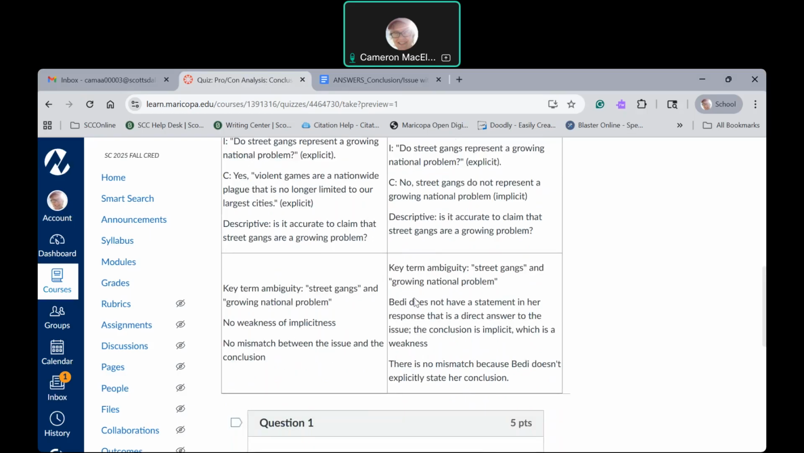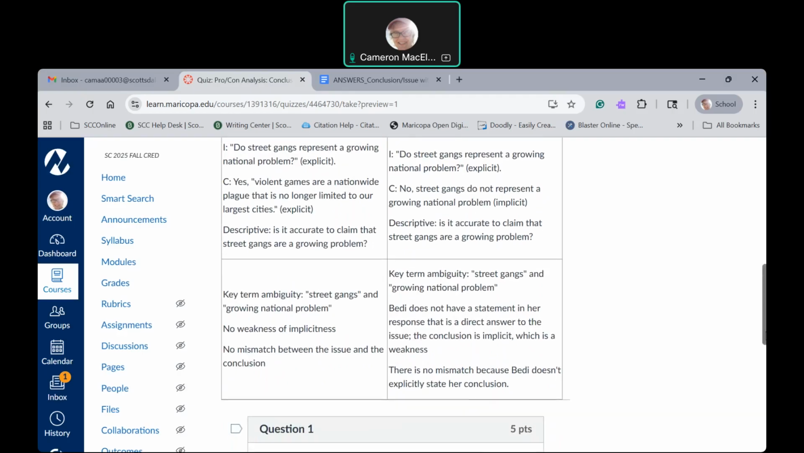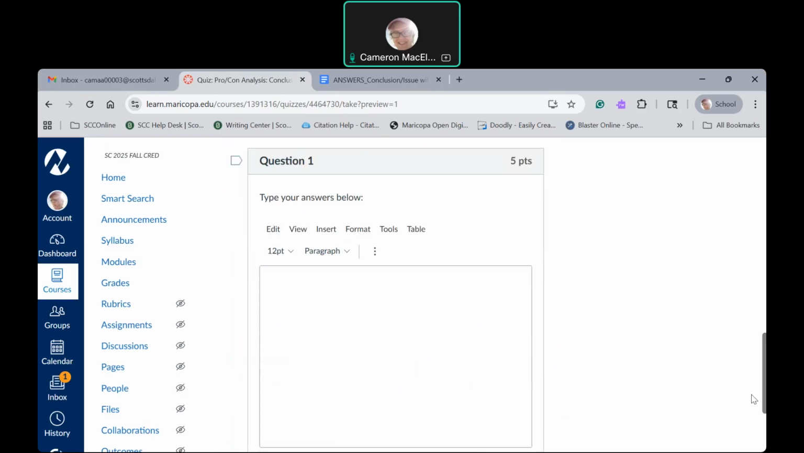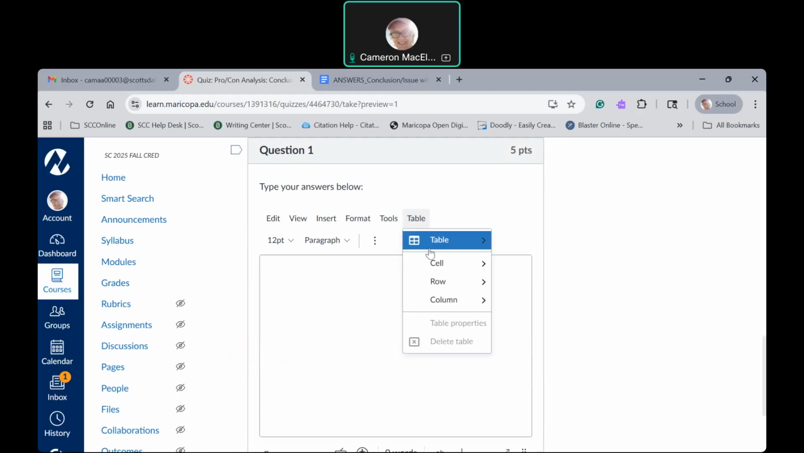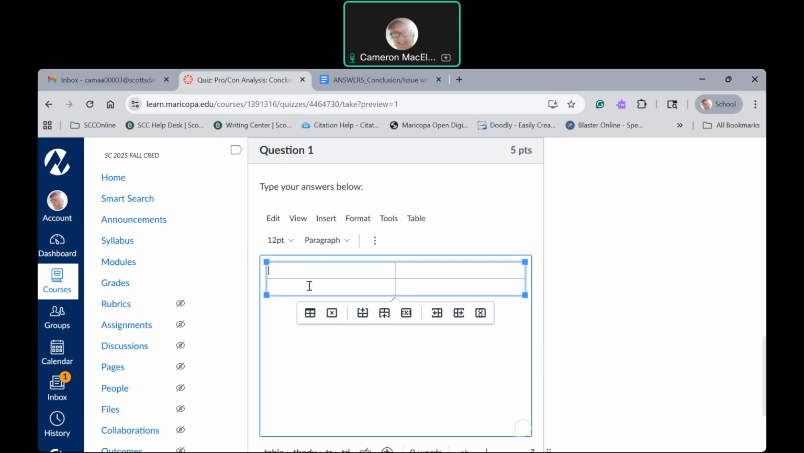And here she did the key terms. She does indicate her con doesn't have an explicit conclusion and that there's no mismatch. So remember, you can do the same thing. You can just set up your little table like this, and you can have this open in one tab, the YouTube video open in another tab, pause and play, and type in your information.